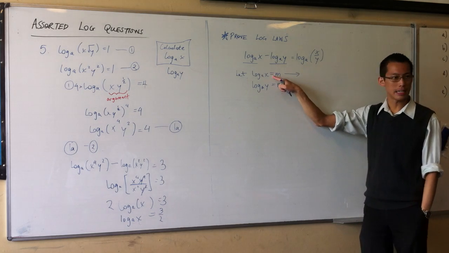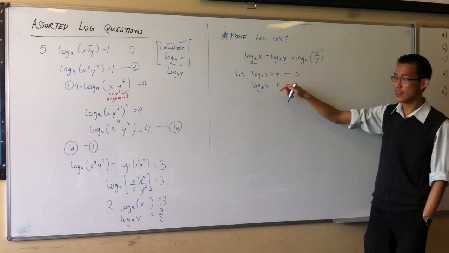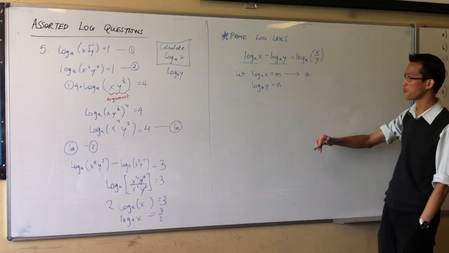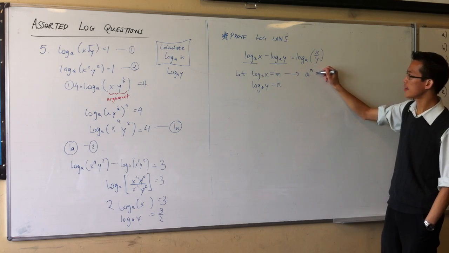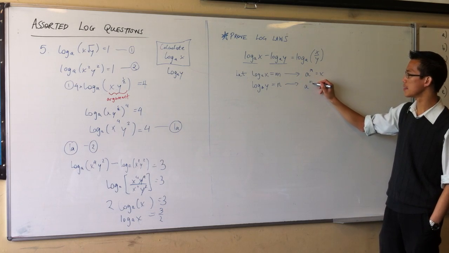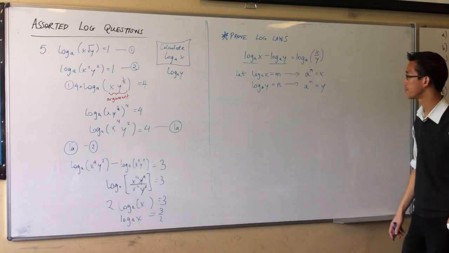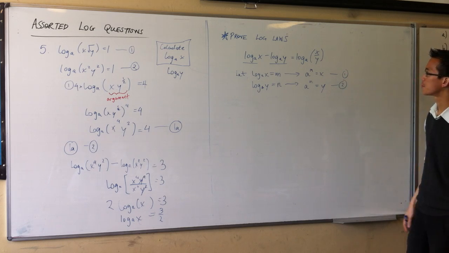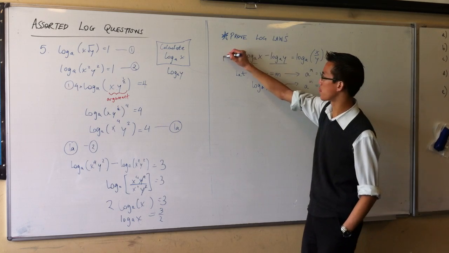If I rewrite this in index form, I start with the base. The base of the log is the same as the base of the thing that's being raised to a power. Here's where things swap sides. So m is the power, and x is what's on the other side. And of course, this is exactly the same for the other letters. So if I call this 1 and call this 2, how am I going to start moving towards what I'm required to prove?